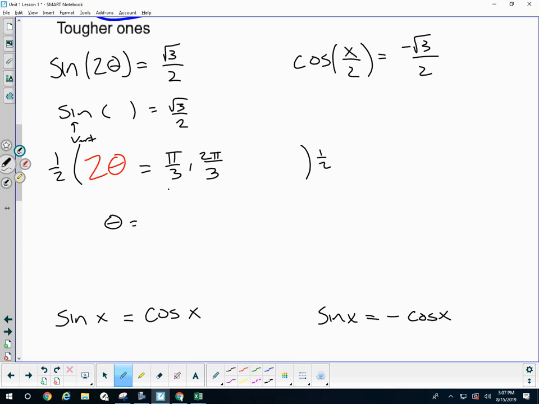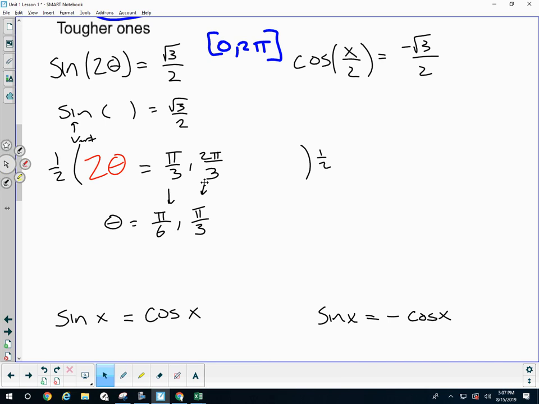So this turns into pi over 6. That is a solution for theta. This turns into pi over 3. Great. Those are my actual solutions. You take pi over 6, you plug it in here. It turns into pi over 3. The sine of pi over 3 is root 3 over 2, so we're good. But these are very much so inside of 0 to 2 pi. Remember, we want all of our solutions between 0 and 2 pi.